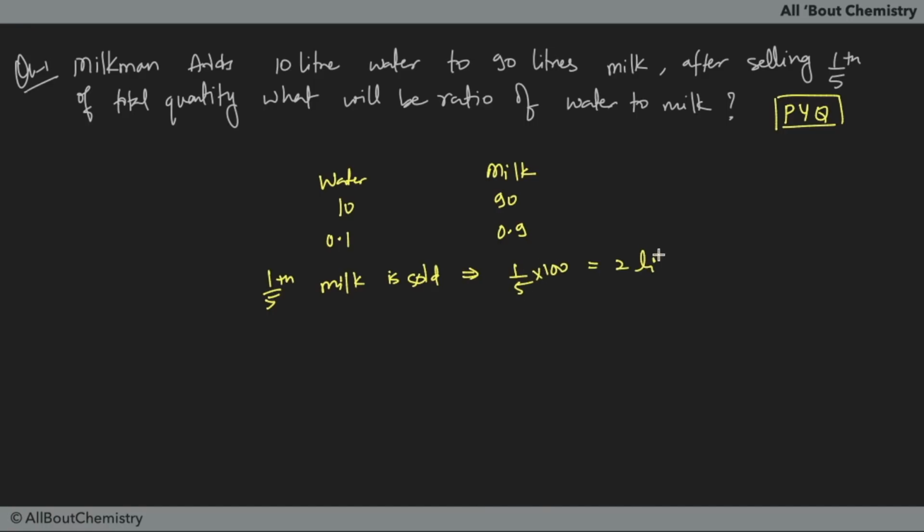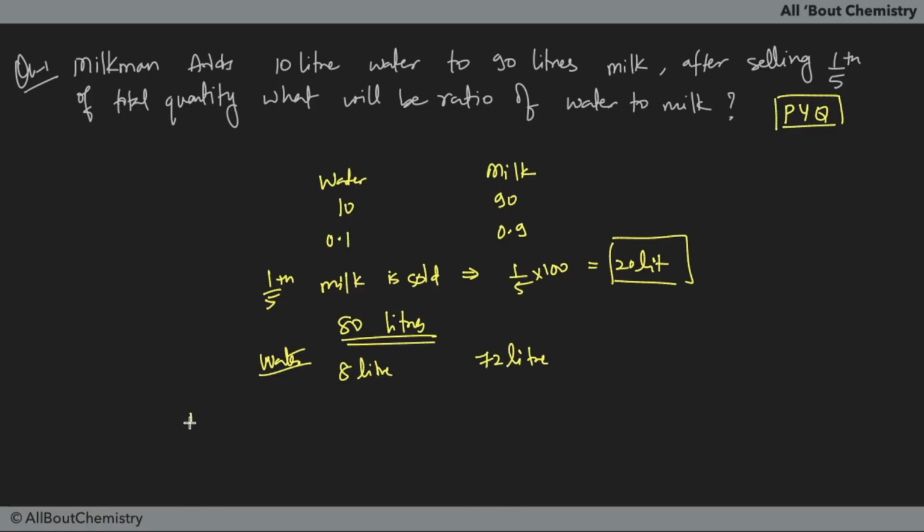1/5 of 100 is how much? That is 20 liters. So when 20 liters are sold, he adds 20 liters of water. When the 20 liters are sold, the left over portion is 80 liters. Until the next water is mixed, what is the proportion of water and milk? Water is 10% of 80 liters, that becomes 8 liters. And the milk is 90% of 80, which is 72 liters.